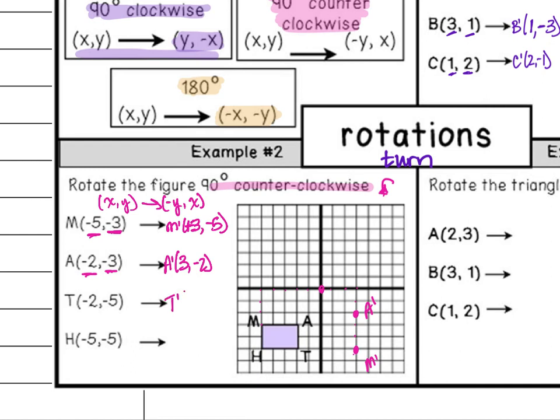T prime. This is my Y, it becomes my X. It's positive Y. This is my X, it becomes my Y. There we go. Oh, I should have left it on the other side. Sorry. So 1, 2, 3, 4, 5. 1, 2. T prime.